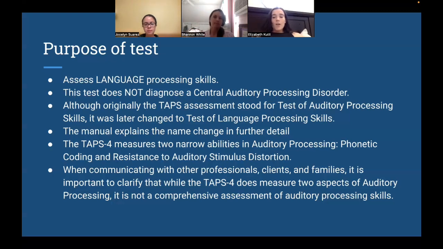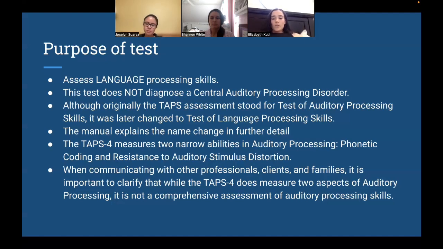So auditory processing includes a wide variety of skills. And this includes sound localization and lateralization, auditory discrimination, auditory pattern recognition, temporal aspects of audition, and auditory decrements with competing and degraded acoustic signals.